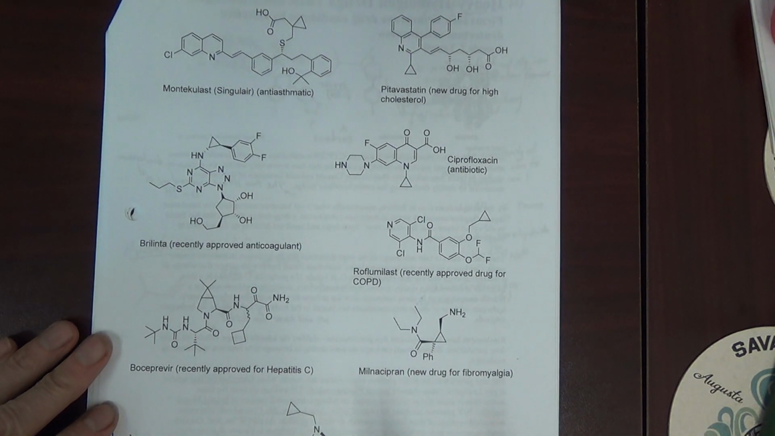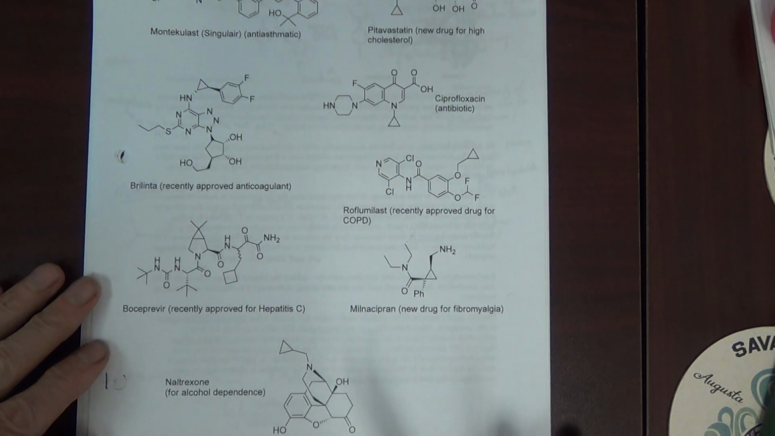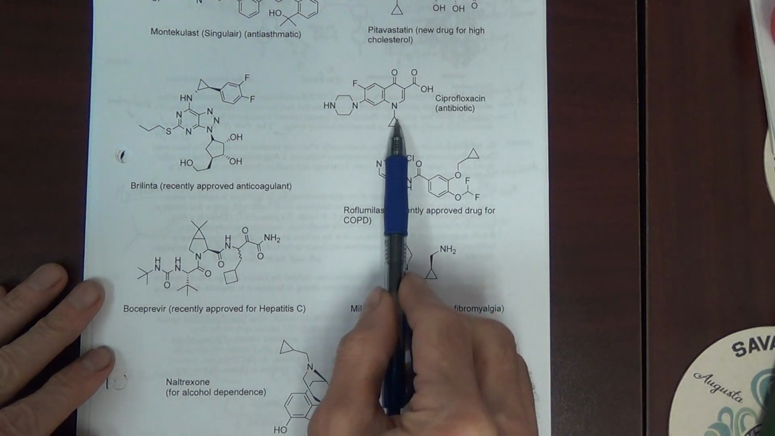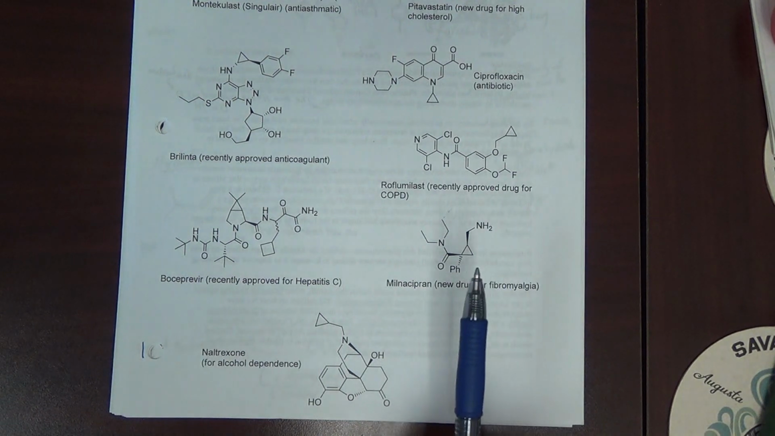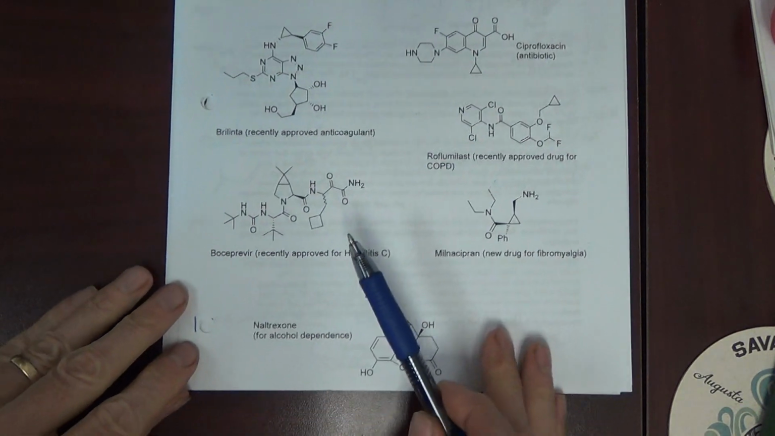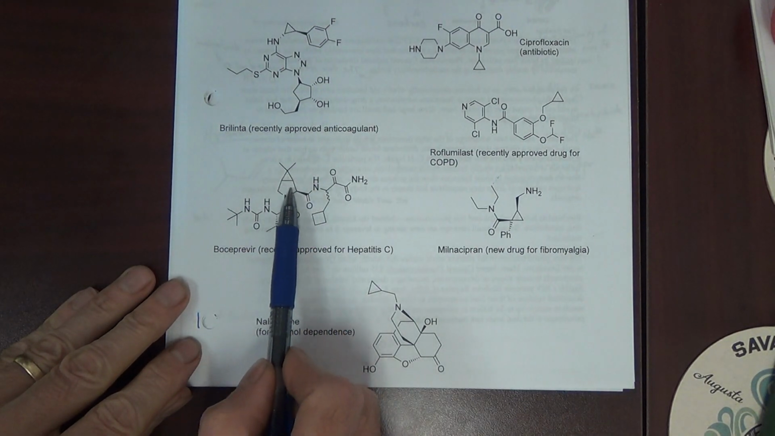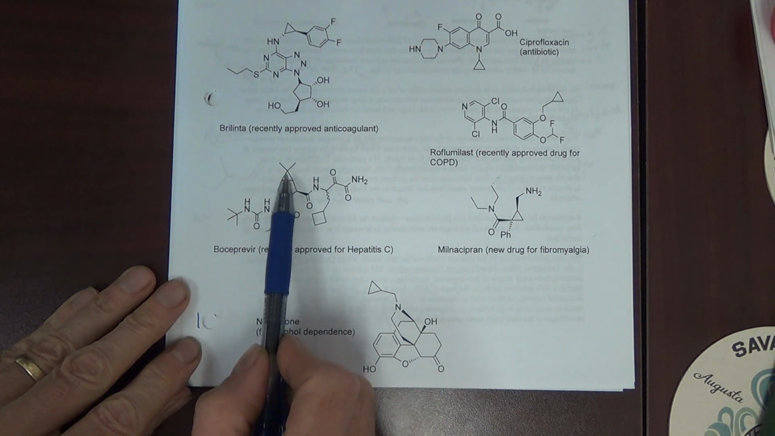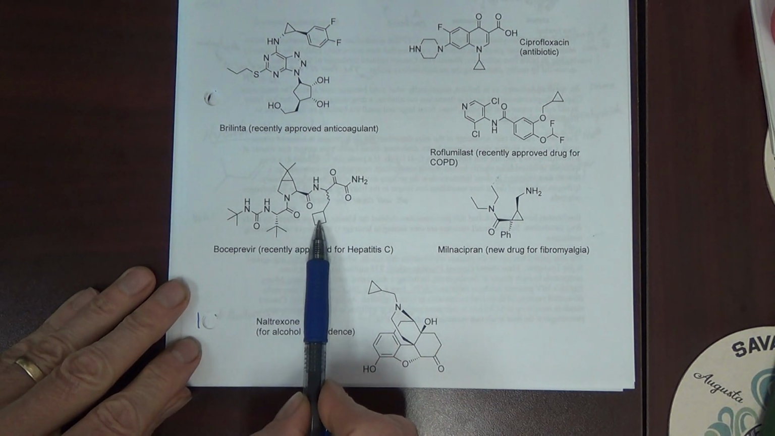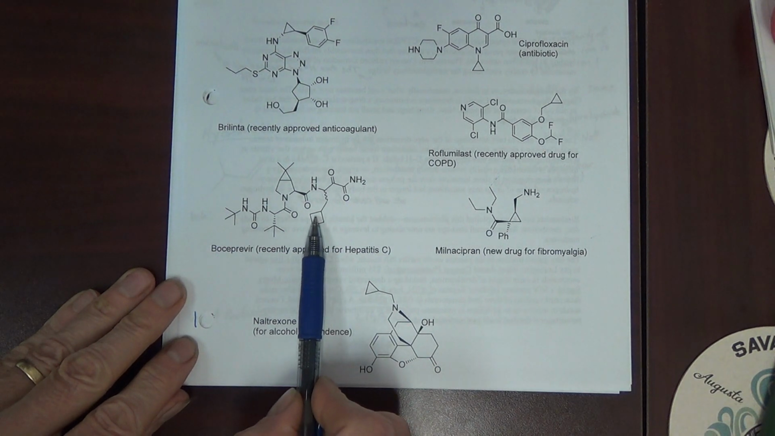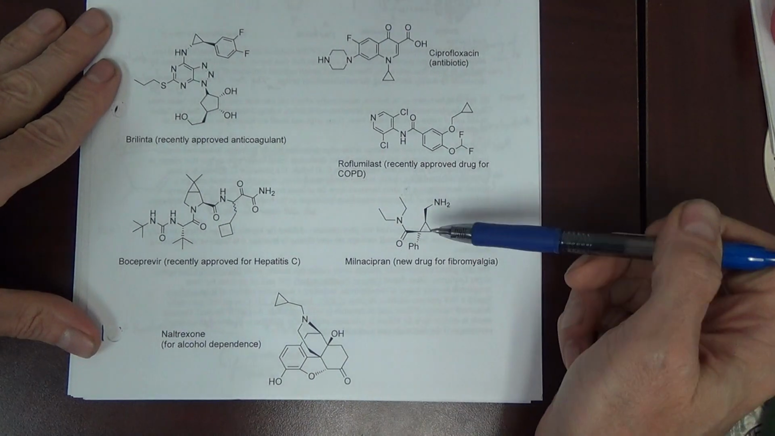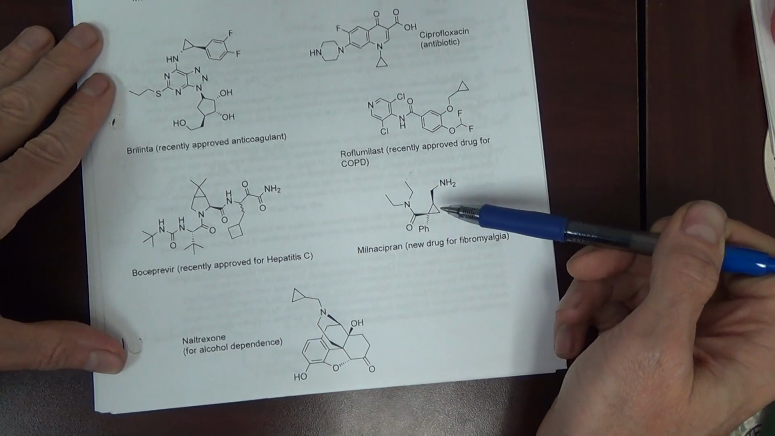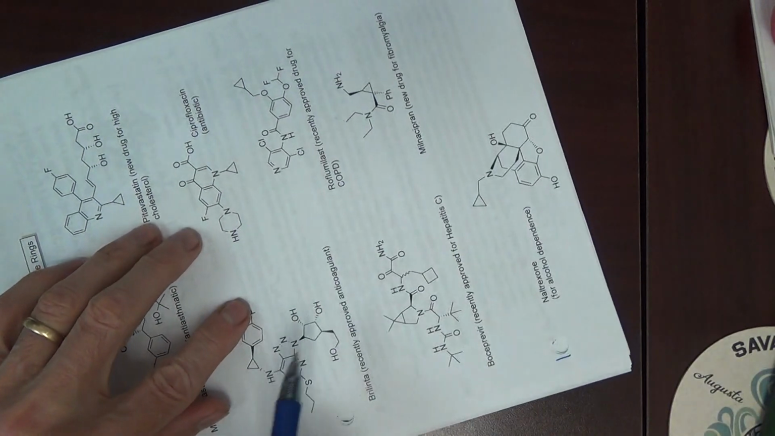Including Cipro, which I've shown before. This drug here, the cyclopropane, is fused to a five-membered ring. There's also a cyclobutane in this molecule. This one here, we have stereochemistry on the ring. I turn it like this.